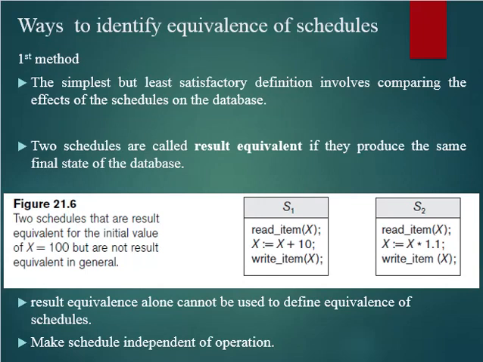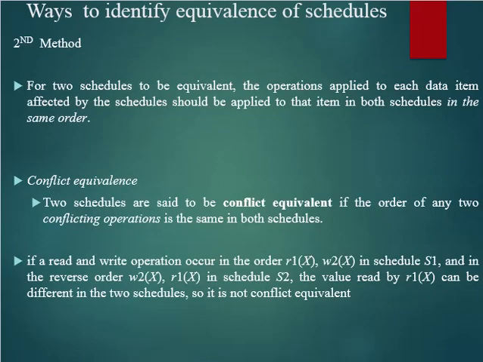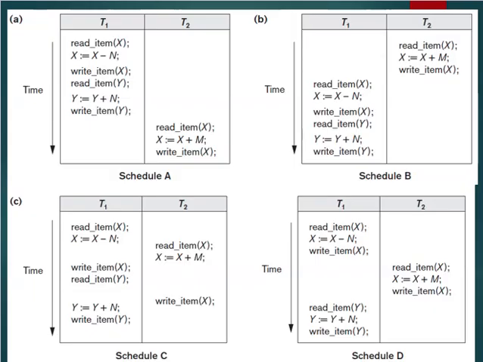Next we went through different methods to find whether particular schedules are equivalent. The first method was to find the end result. The second is based on the order of operations in both schedules, and whether the conflicting operations are in the same order in both schedules. If they are in the same order, then we can say both schedules are equivalent. That way we found that schedule D and schedule A are matching, and we said schedule D is serializable.